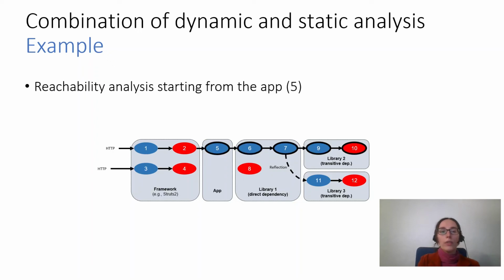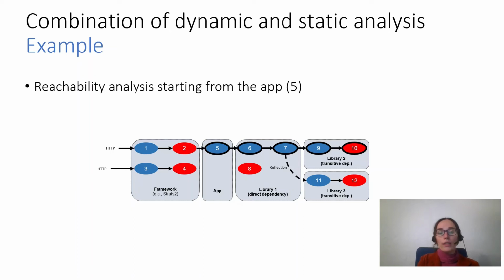So if we use static analysis starting from the application, we find that the vulnerable code in node 10 is reachable. But the vulnerable code in nodes 2, 4, and 12 are false negatives. 12 because of reflection, and 2 and 4 because frameworks invoke the application rather than the other way around. And so because of the inversion of control, this vulnerable code is not found reachable.